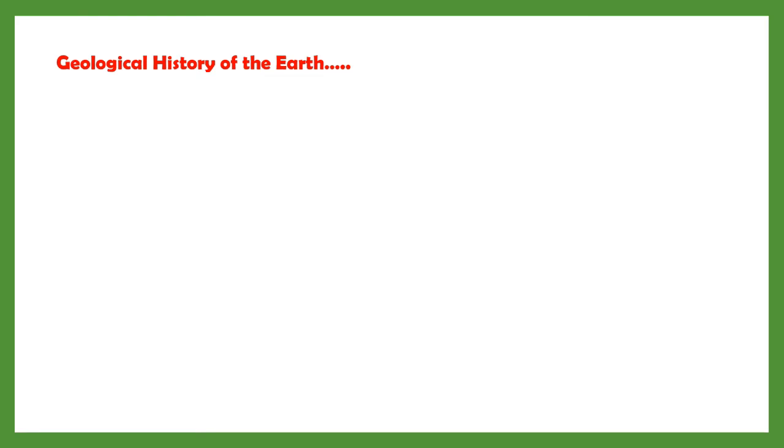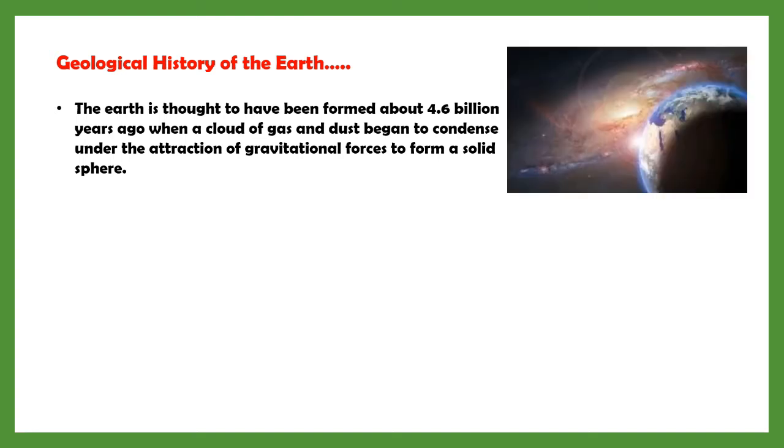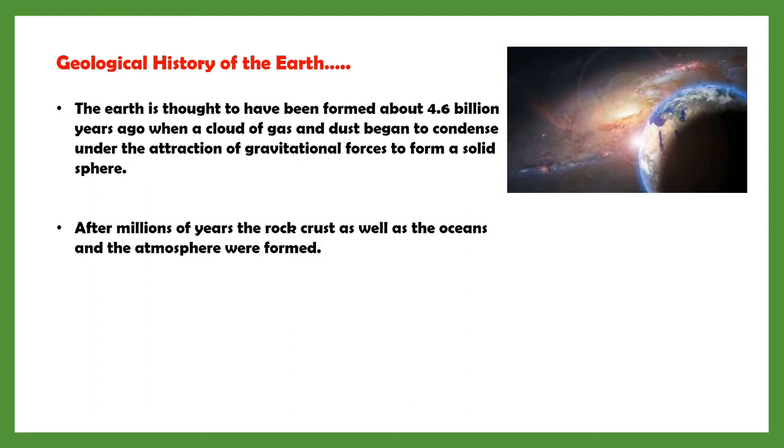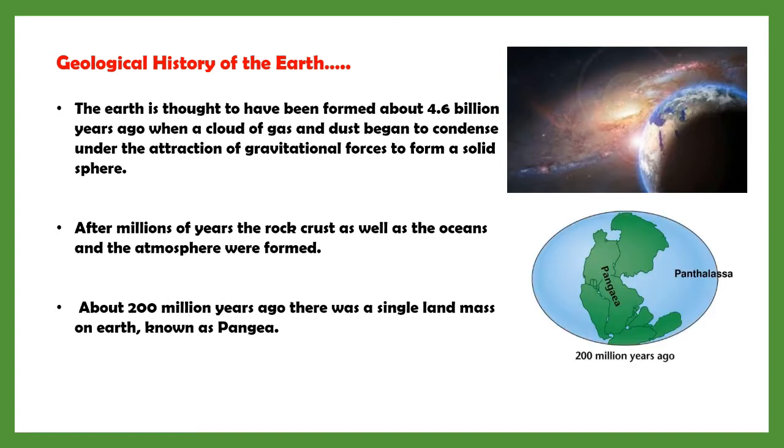The earth is thought to have been formed about 4.6 billion years ago when a cloud of dust and gas began to condense under the attraction of gravitational forces to form a solid sphere. After millions of years, the rock crust as well as the oceans and the atmosphere were formed. About 200 million years ago, there was a single landmass on Earth known as Pangaea.